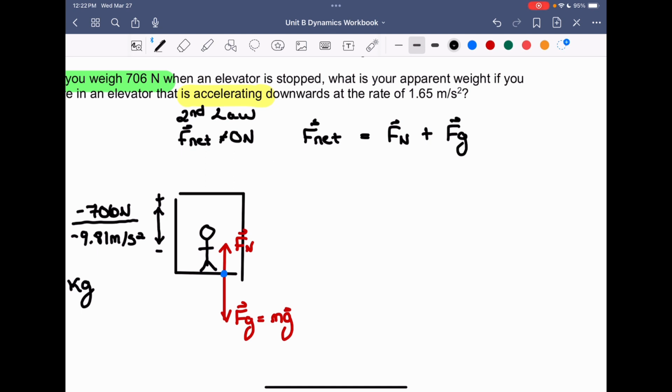We want to solve for our apparent weight in this case. So to isolate our Fn, we're going to subtract away the Fg from both sides. This is going to give us Fnet minus Fg. And I have to make sure I have my vector symbols on these, because I haven't assigned direction yet.